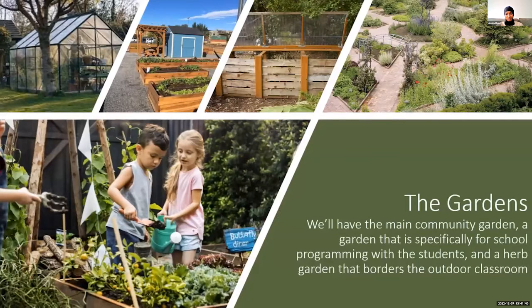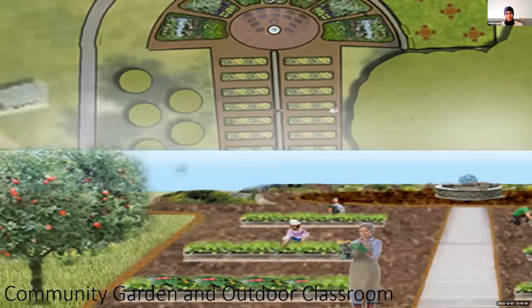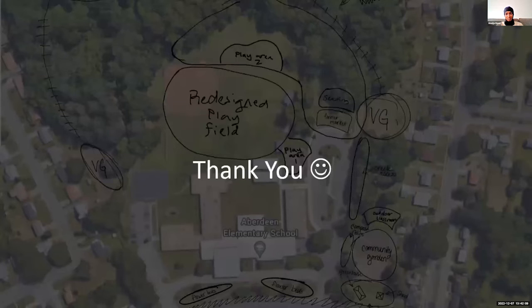So from there, we have the gardens. We'll have the main community garden, a garden that is specifically for the school programming, and a herb garden that borders the outdoor classroom. And that's kind of how I envisioned it. So we'll have these large planter boxes, the orchard trees on the side, and then from there you go into the community garden, which has a fountain and then the herbs around it. So yeah. And that is the end of my design. Thank you guys.